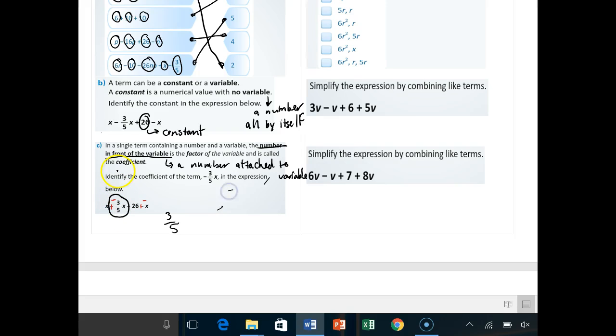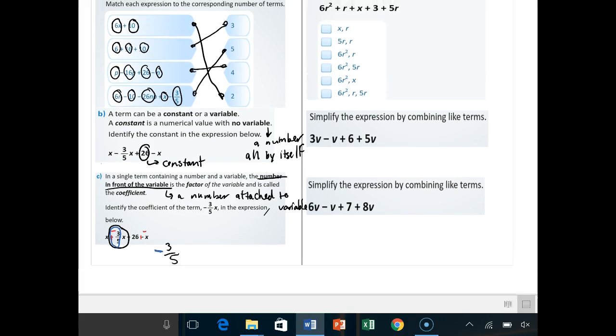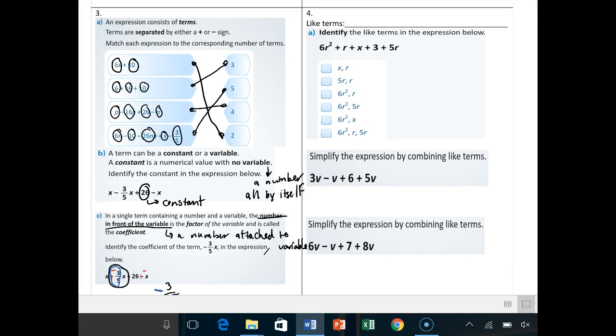Sorry, there's your term, and then your coefficient is just the -3/5. It's attached to x, okay? So -3/5 would be your answer there. All right, pause this video or even rewatch this part, and then do question 3. Question 3 is long, okay?